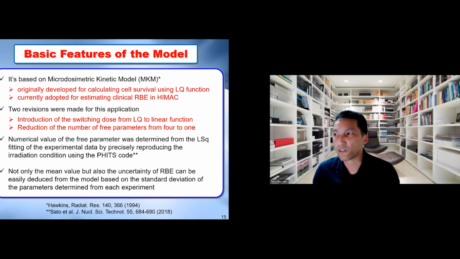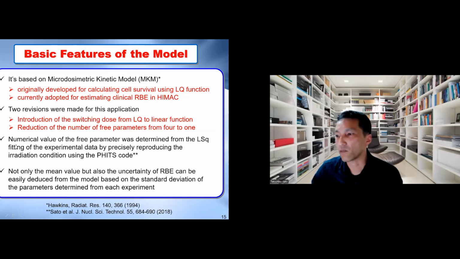So here is a basic feature of our model. It is based on the microdosimetric kinetic model, so-called MKM, which was originally developed for calculating cell survival using the LQ functions and is currently adapted for estimating the clinical RBE in HIMAC. Two revisions were made for this application. One is the introduction of a switching dose from LQ to linear functions. The other is the reduction of the number of free parameters from 4 to 1.